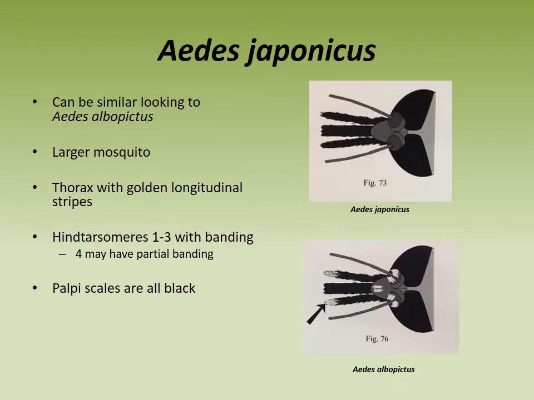And if you needed even more differentiation, the palpi scales are all black. So when you look at the palpi, the tips of the palpi will be all black. You will not see these silver ends of the palpi like you do in albopictus. White scales on the body sometimes have a bluish tint. So if you turn it just the right way, instead of the white scales, it'll have a metallic, kind of bluish look to it.